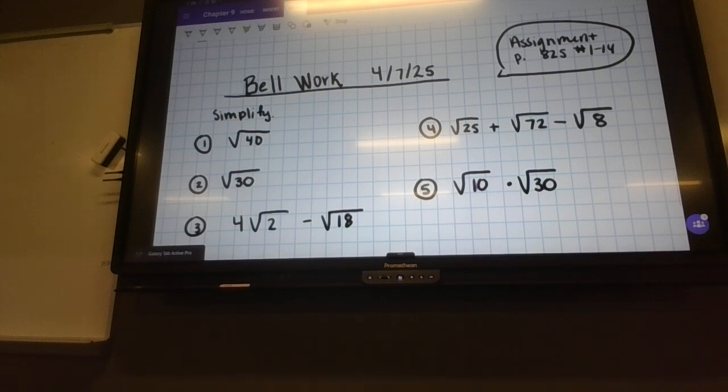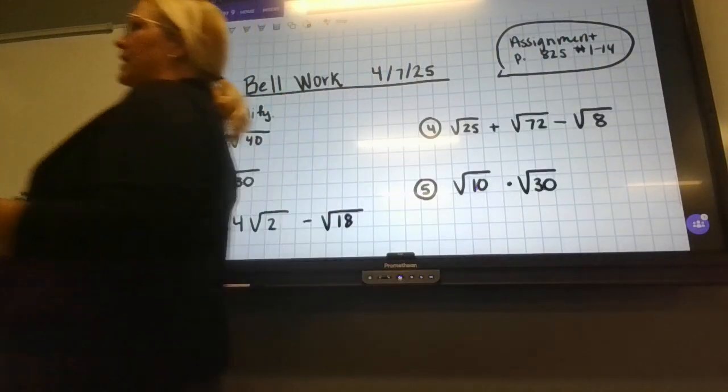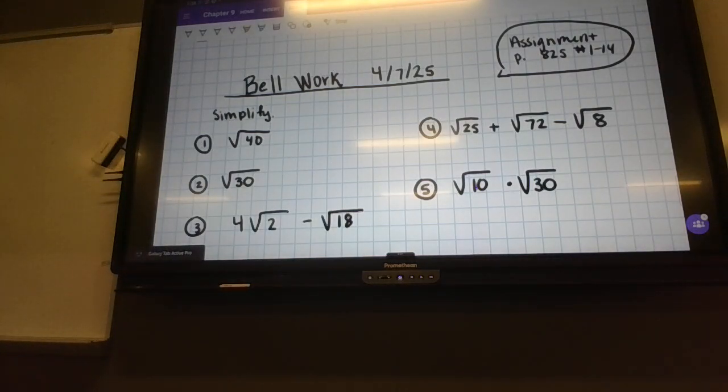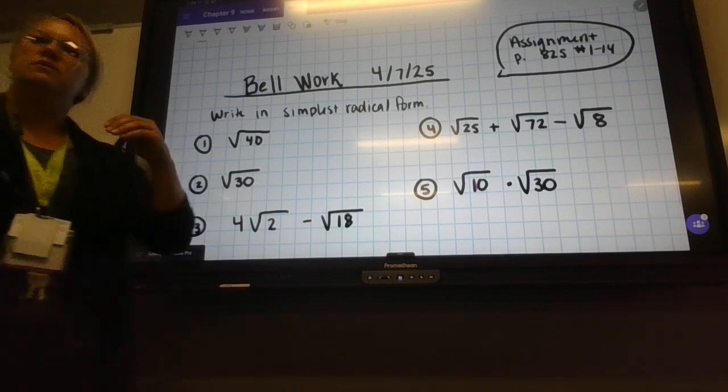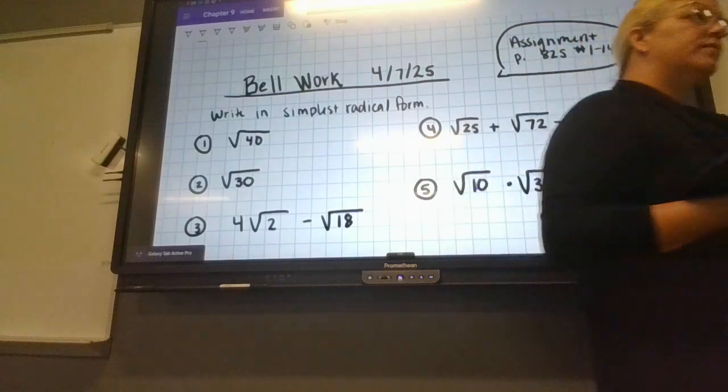Okay, so when it says simplify, a lot of times the directions will be even more descriptive. It'll say write in simplest radical form. Because if it doesn't say that, a lot of students will write it in decimal form.